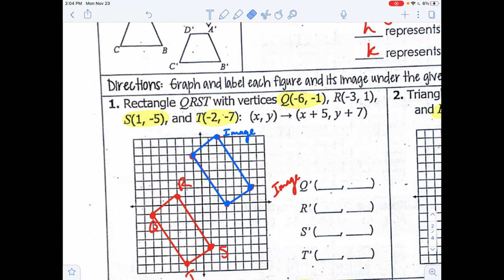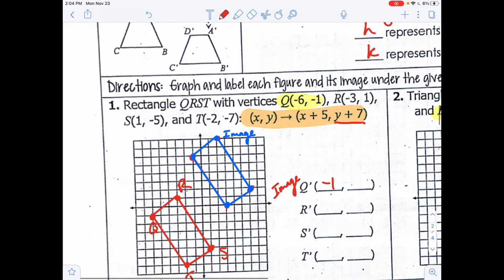So I'm going to start with Q, -6, -1. I'm going to use that rule. -6 plus 5 is -1, and -1 plus 7 is 6. All right, let's do the same thing over here. R, -3 plus 5 is 2. 1 plus 7 is 8.